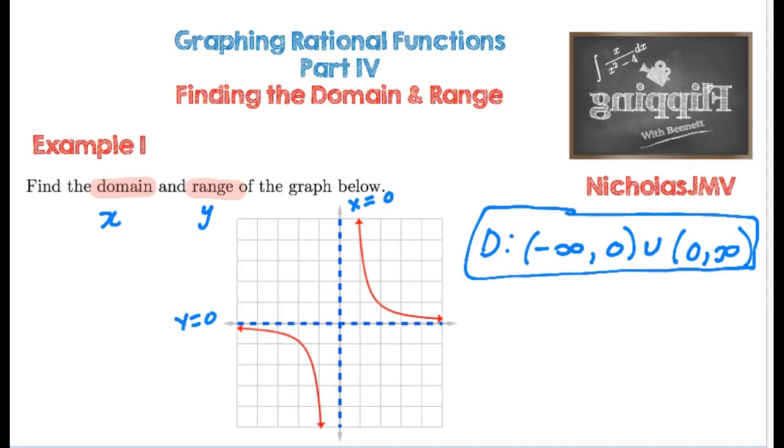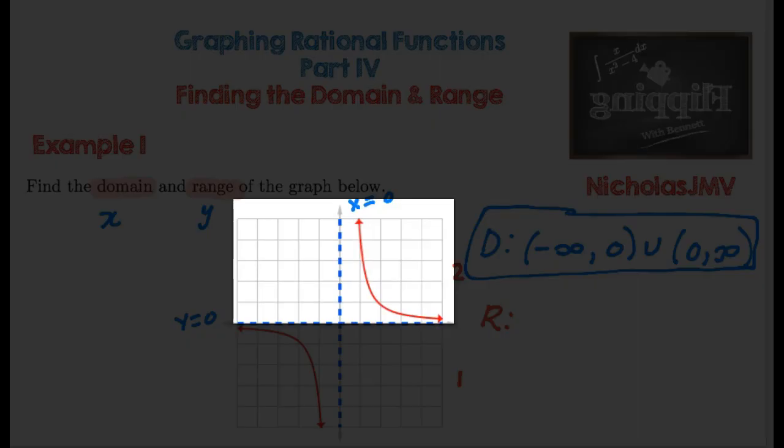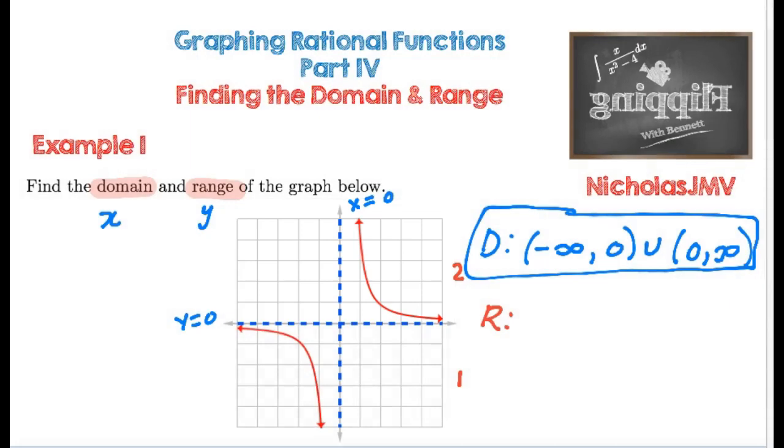So there's my domain. The range is all possible y values, and you can see it breaks into nice sections. The only value I can't use is 0 for y, so it's all real numbers except 0. In this case, this problem has a domain and range that are the same. We just can't use 0. So there you go.